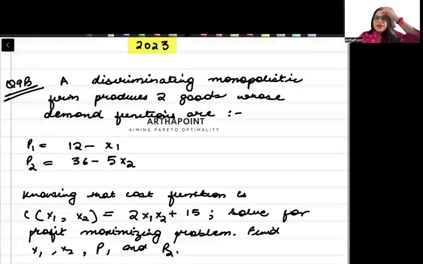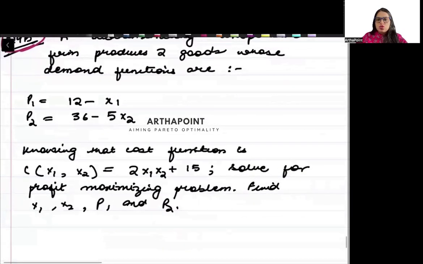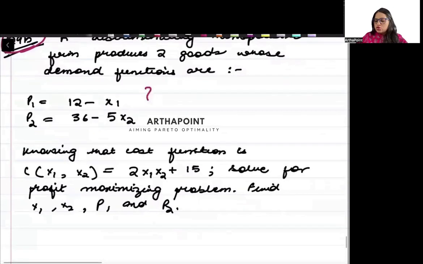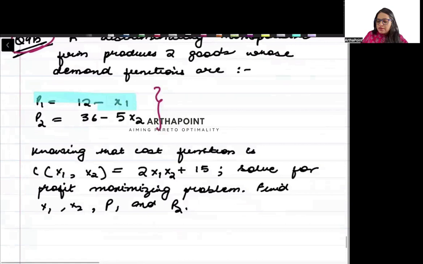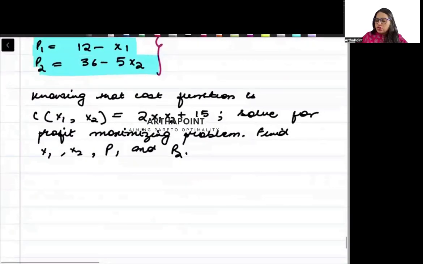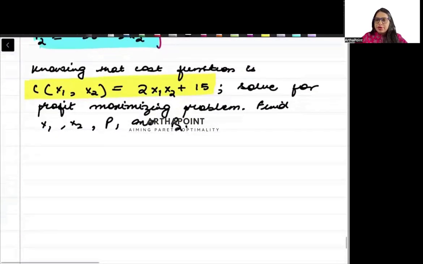Let us go ahead and look at 2023 question number 9B. Read the question. A discriminating monopolist firm produces two goods whose demand functions are given to you. So you're given the demand function P1 and P2. It says knowing that the cost function is this, you're given the cost function. Solve for profit maximizing problem, find out x1, x2, p1 and p2.